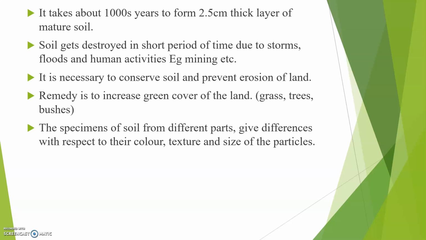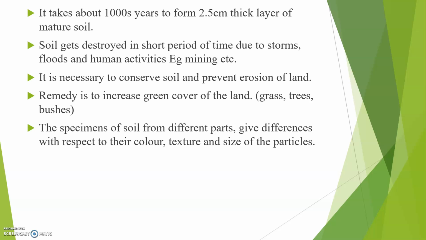It takes about thousands of years to form a 2.5 centimeter thick layer of mature soil. You can imagine how gradual and lengthy a process that is. Only a 2.5 centimeter thick layer of mature soil can be obtained in about 1000 years. Soil gets destroyed in a short period of time, right? It is very sensitive, so we have to conserve it and preserve it. By human activities like mining, and by natural calamities like flood and storm, it gets destroyed.